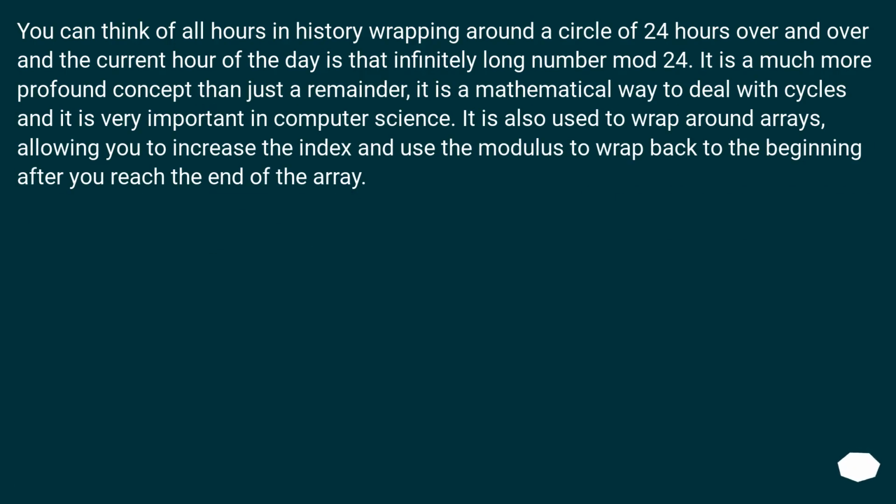You can think of all hours in history wrapping around a circle of 24 hours over and over, and the current hour of the day is that infinitely long number mod 24. It is a much more profound concept than just a remainder. It is a mathematical way to deal with cycles, and it is very important in computer science. It is also used to wrap around arrays, allowing you to increase the index and use the modulus to wrap back to the beginning after you reach the end of the array.